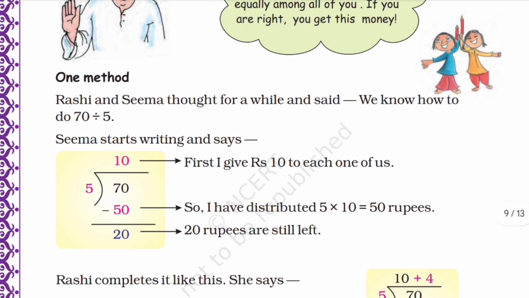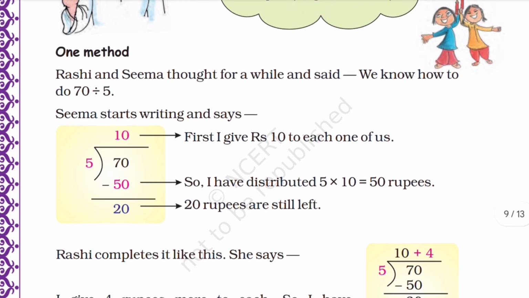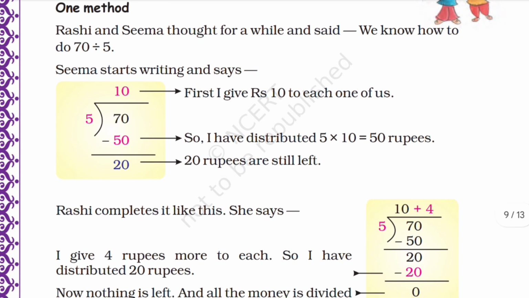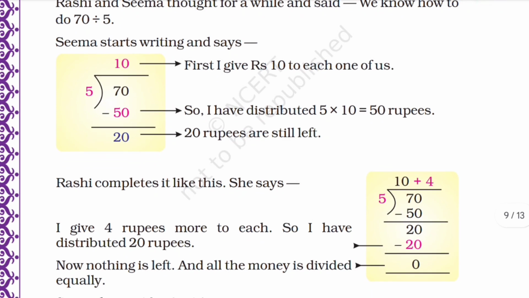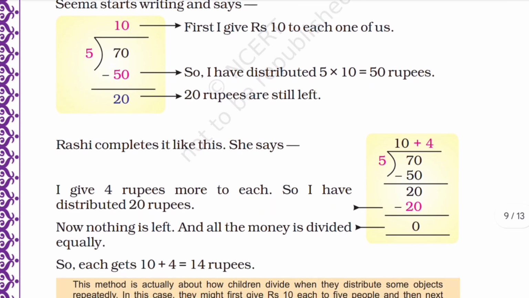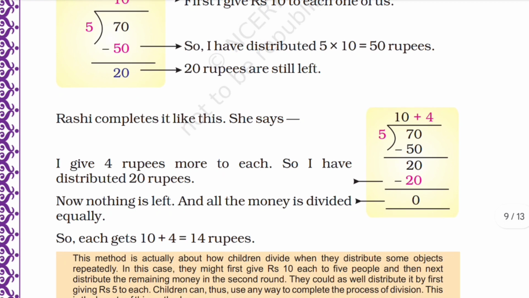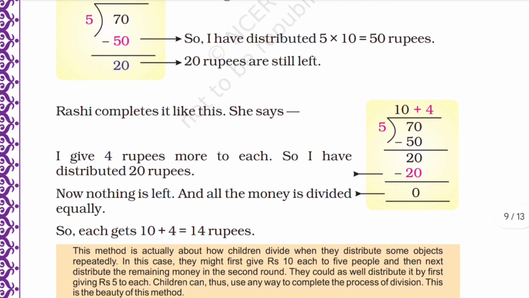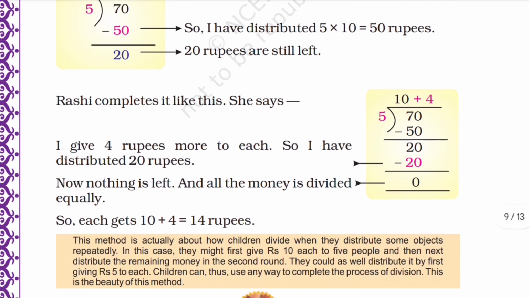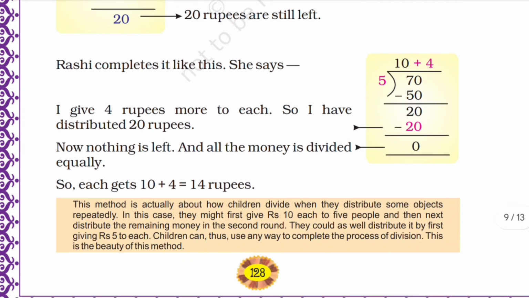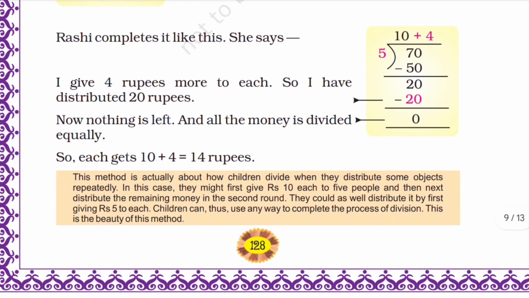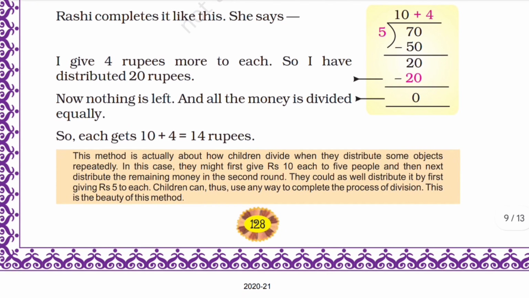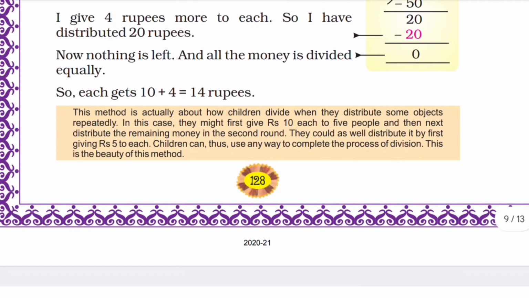Seema started and says, first I gave 10 rupees to each one of us. So I have distributed 5 into 10, 50 rupees. 20 rupees are still left. Rashi completes it like this. She says, I gave 4 rupees more to each, so I have distributed 20 rupees. Now nothing is left, and all the money is divided equally, so each gets 10 plus 4, 14 rupees.